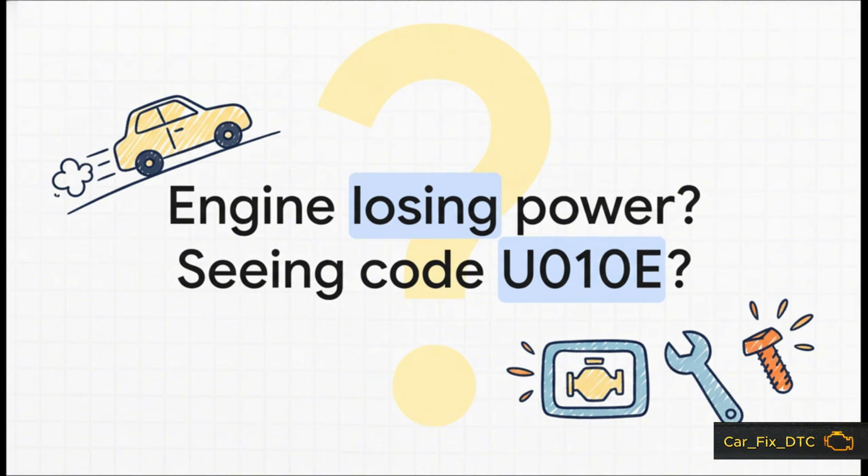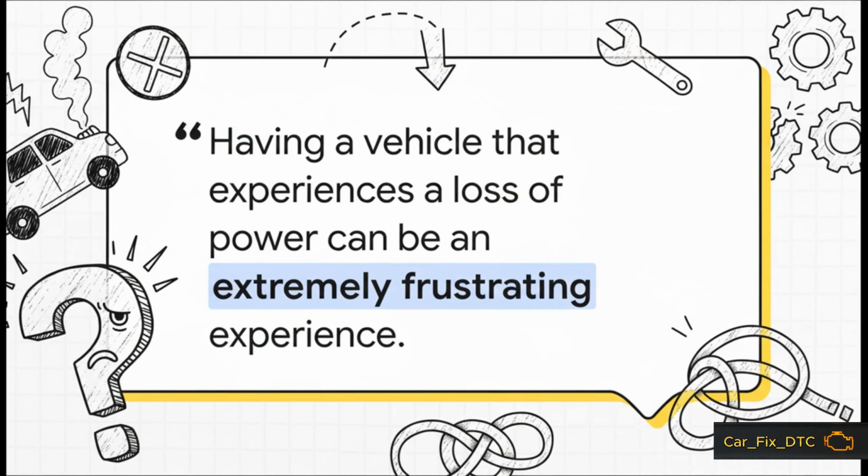You're driving, everything seems fine, and then suddenly, you feel a major loss of power. You look down at your dashboard, and there it is, diagnostic trouble code U010E. If you're nodding along right now, you are definitely in the right place. And let's be real, it's more than just an inconvenience. It's super frustrating and, honestly, a little worrying. As one source puts it, having a vehicle that experiences a loss of power can be an extremely frustrating experience. No kidding. But understanding what's actually happening is the first step to taking back control.